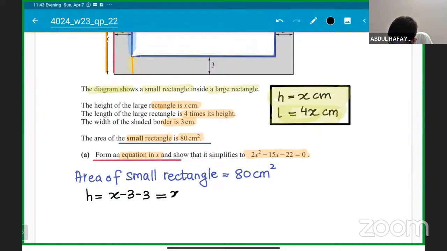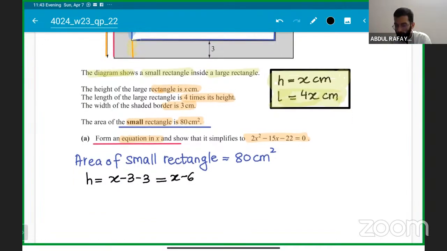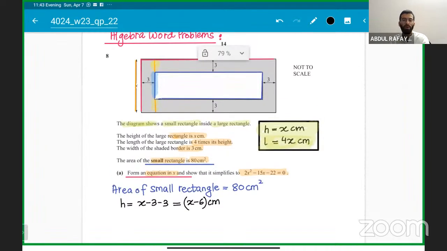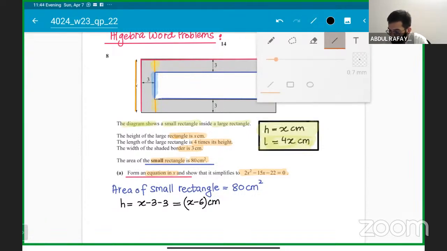-3. So I'm getting x minus 6 as the height. Anyone doubt? x minus 6 centimeters is the height of the smaller rectangle. Any questions in this? I'm waiting. If anyone has any, do ask now. Okay, x minus 6 centimeters is the height of the smaller rectangle.